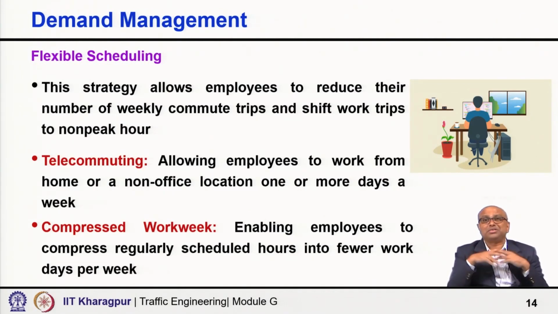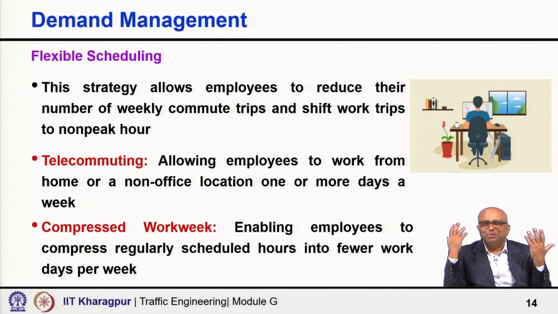Flexible scheduling, this is another thing which can be done. This strategy allows employees to reduce their number of weekly commute trips and shift work trips to non-peak hours. There are so many ways you can do it. One may be telecommuting, allowing employees to work from home or a non-office location one or more days a week. They are available online, they will send you the material you want, but they need not be really physically present in the office, they can work from home.